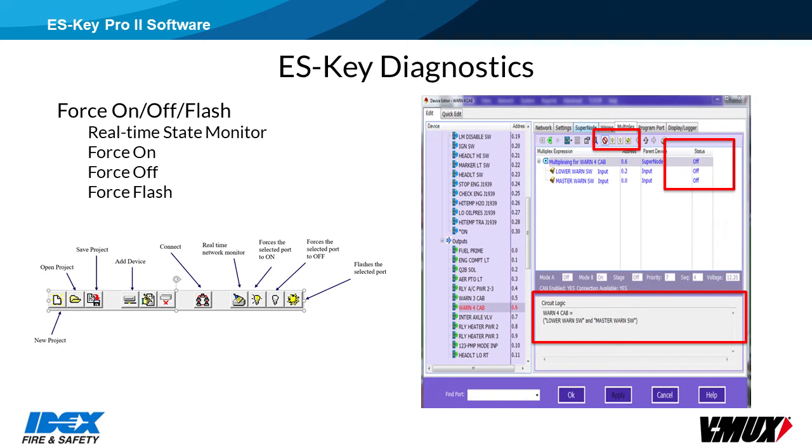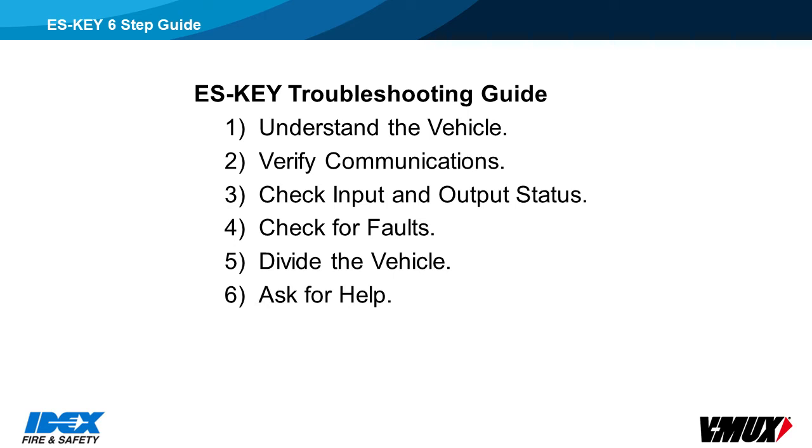The lower circuit logic window is an aid to understanding and troubleshooting multiplex logic. The logic for the multiplex equation created in the multiplex editor is written out in text form. Here are the 6 steps.